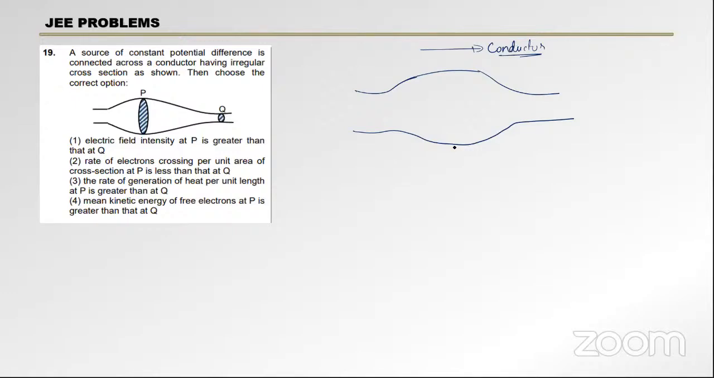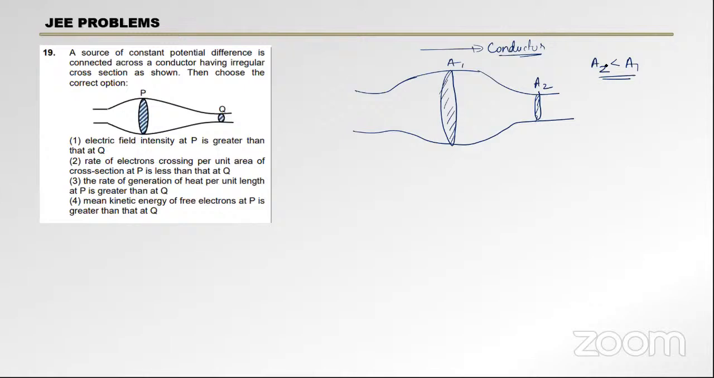From this conductor something is flowing, let's say electric field is flowing, okay, or the electrons are flowing. Because there is current, electrons will flow, so some section is taken from here and some section is taken from here. Of course the area A2 is less than A1.